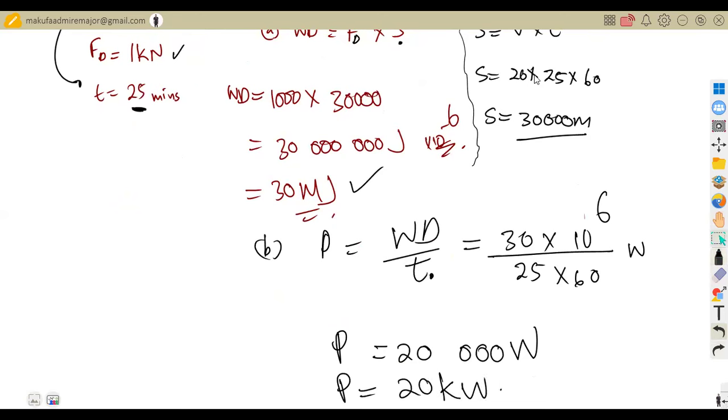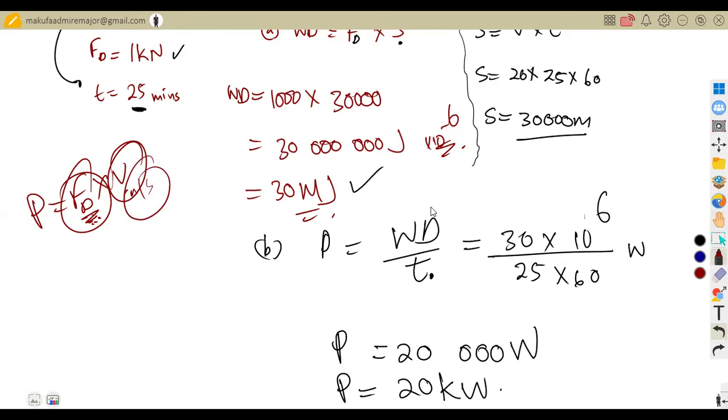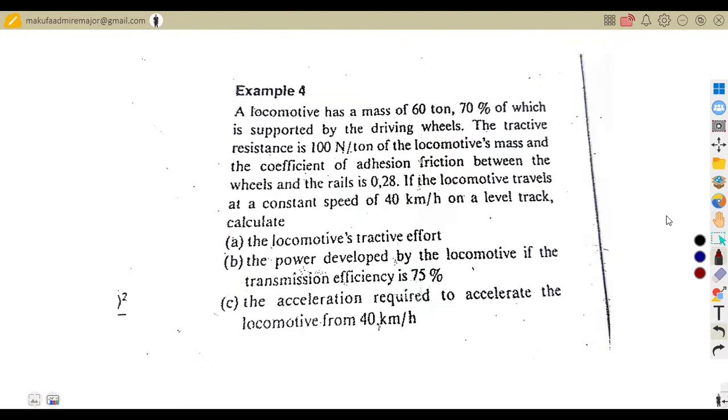Or we can use power is equivalent to the force times velocity. So it's going to be the drawbar pull, because that is the only force that we have, times the velocity. You're going to have the same answer, provided that your velocity is in meters per second. All right. So these are the questions.